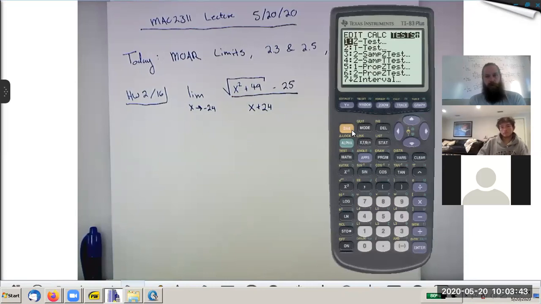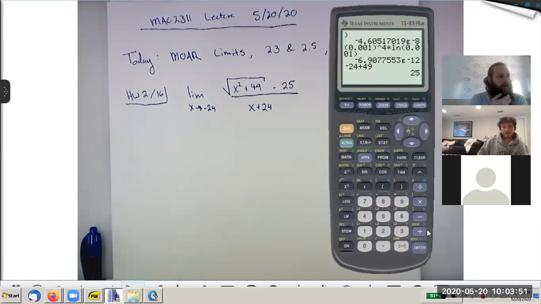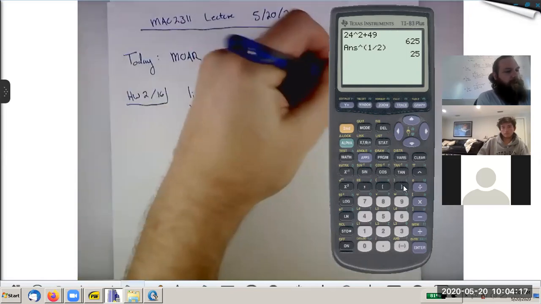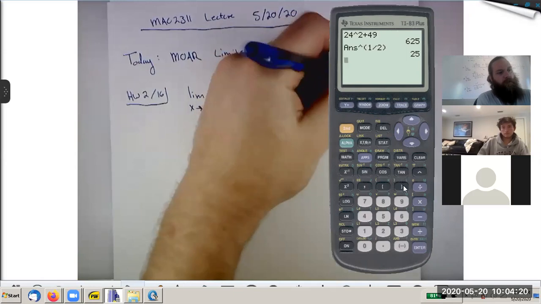My bad. This calculator doesn't take commands very well. So negative 24 plus 49 is 25. Oh, I need to square it first. So 24 squared plus 49 is 625. If I raise that to the 1/2 power, I get 25. Yeah, so the top and bottom both go to 0. If you plug in negative 24 for x, this looks like 0 over 0. So you can't plug in.